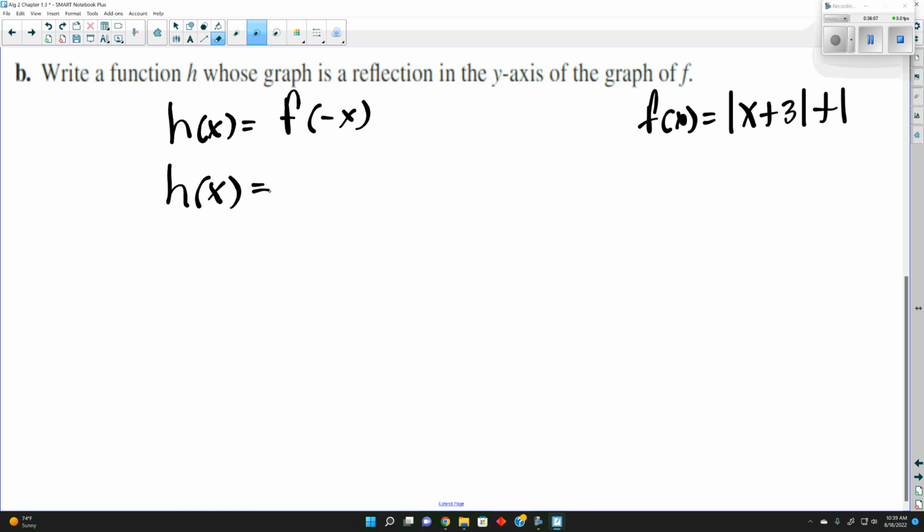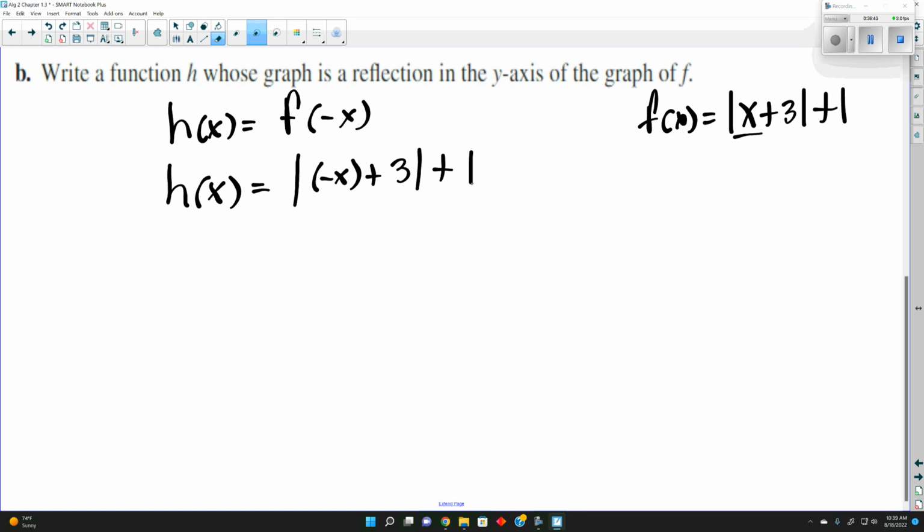Any questions on how we got this started? So really, we're just applying whatever that transformation is. So by definition, across the y-axis is f of negative x. Well, just like when we did left or right, we don't have f of x anymore. We have f of negative x. We replaced x with negative x, yes? So that means over here, everywhere there's an x, I'm going to replace it with negative x. So we'll have absolute value of negative x plus 3 plus 1.